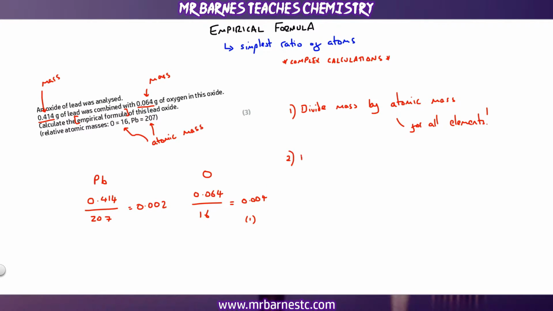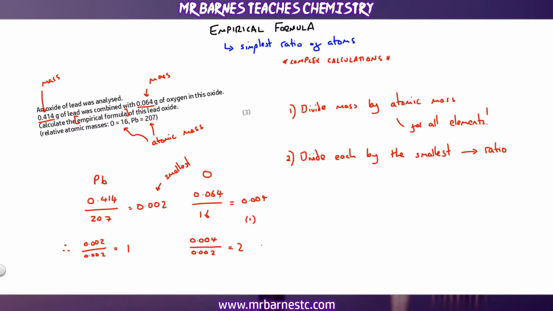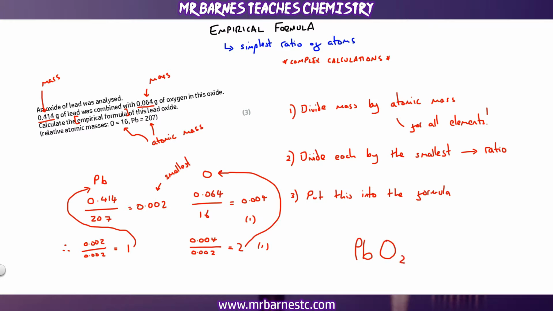The second one is to divide each of those numbers you've just worked out by the smallest number. That's going to give you your ratio of atoms. So my smallest number here is 0.002, so I divide both of those by that. 0.002 divided by 0.002 is 1. And 0.004 divided by 0.002 is 2. Therefore, I now need to put this back into my actual elements. I've got 1 Pb, I've got 2 oxygens, so my formula is PbO2.